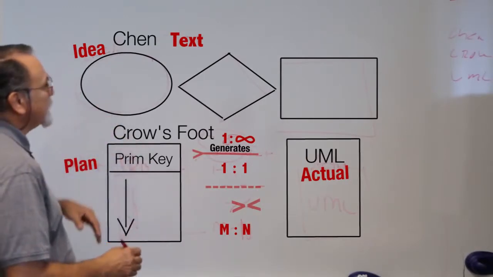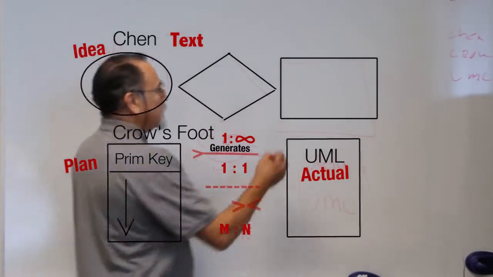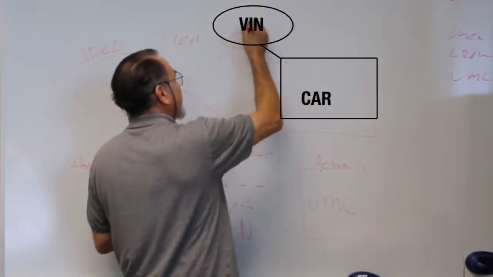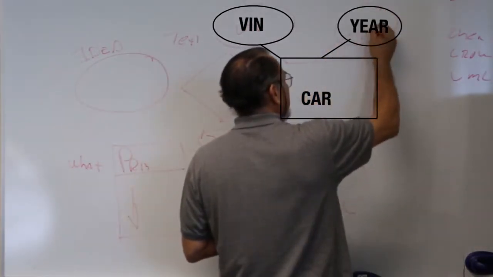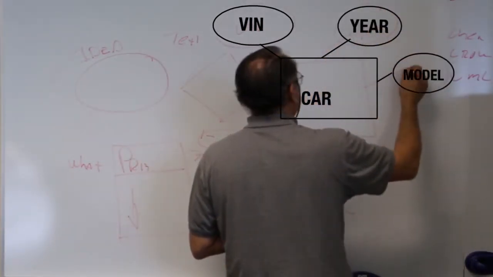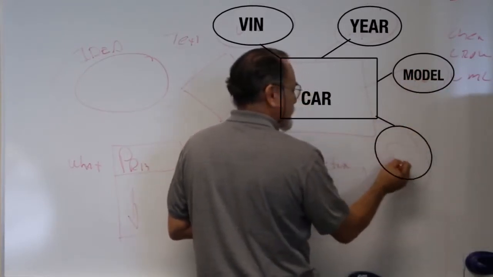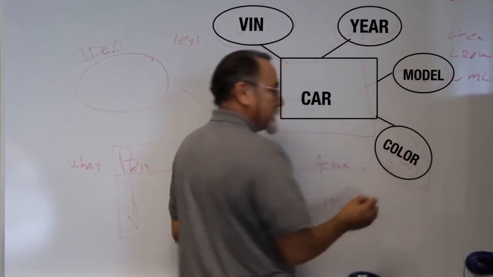For example, they have where a car, so this would be the car, can have a VIN number, a car can have a year, a car can have a model number, and a car can have a color. Now understand that on the color, you can have many types of color.